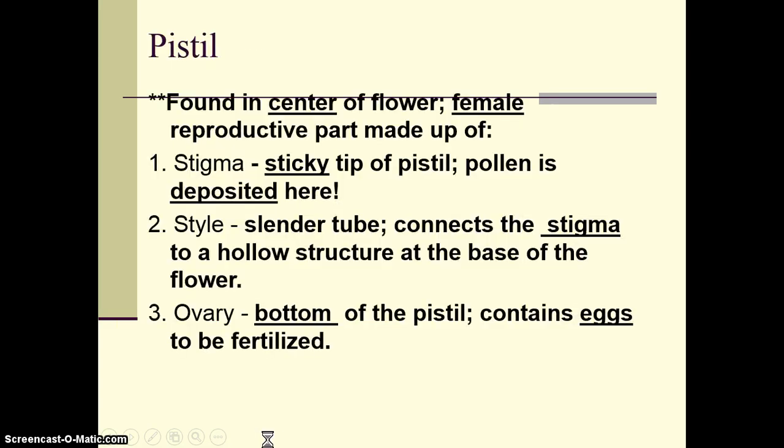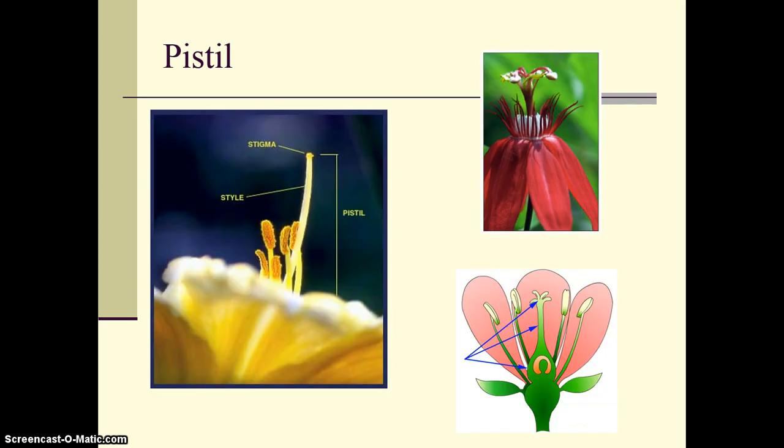The pistil is the female reproductive part. It is found in the center of the flower. The tip of it is the stigma. That's a sticky tip where pollen is deposited. The style is a slender tube and it connects the stigma to a hollow structure at the base of the flower. The base of the flower is the ovary, and that is where the eggs are waiting to be fertilized. So here we've got the pistil made up of the stigma and the style, and the ovary, which is at the bottom.